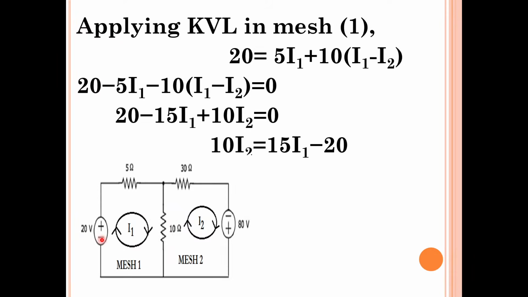According to Kirchhoff's voltage law, the algebraic sum of source voltages in a closed path should be equal to the algebraic sum of the voltage drops in the closed path. How many voltage sources are there in this closed path? Only one voltage source, that is 20. So I have written here 20 is equal to the voltage drop across this element plus the voltage drop across this element. What is the voltage drop across this element? 5 ohms is there. I will take a pen.